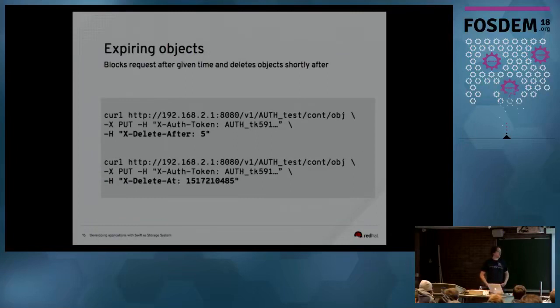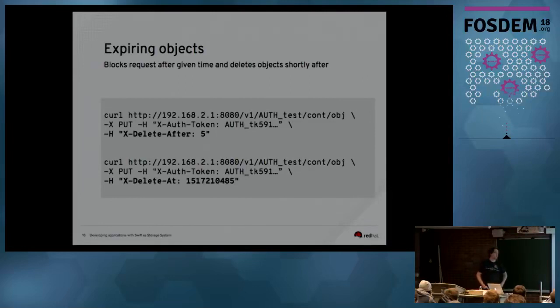Expiring objects is another useful feature. When you upload an object, you can specify a time after which the object becomes unavailable. That might be either seconds from now or a Unix epoch timestamp. In the background inside Swift, it will immediately stop returning the object after the time expired. And a little bit delayed, there's a process running in the background that really deletes the Swift object on the cluster.